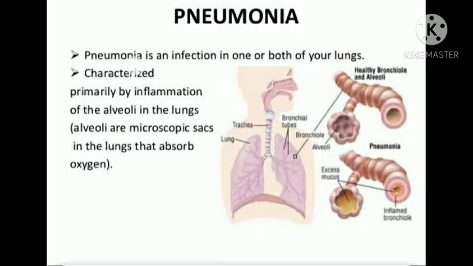During infection, how can we define pneumonia? Pneumonia is an infection in one or both of your lungs. It infects one lung or both lungs. And what happens during pneumonia? In pneumonia, there is an inflammation of the alveoli in the lungs. Alveoli are the main site for exchange of gases between the blood and the lungs. So there is inflammation, meaning swelling, in them.